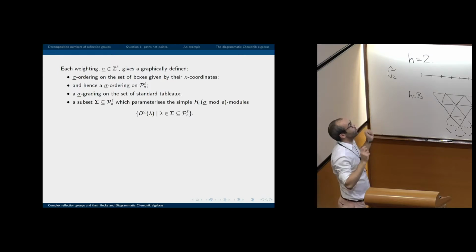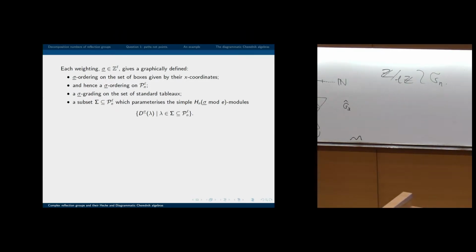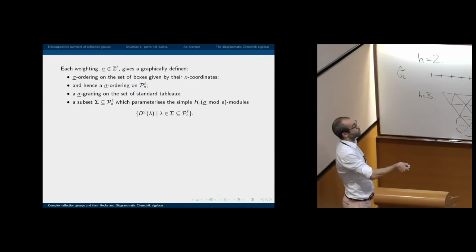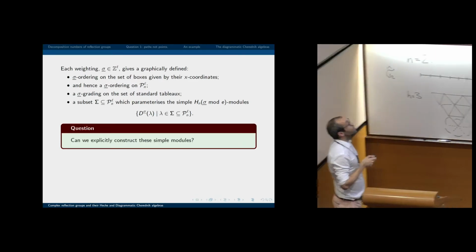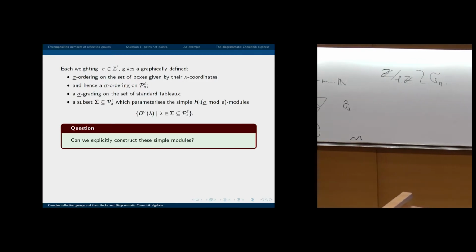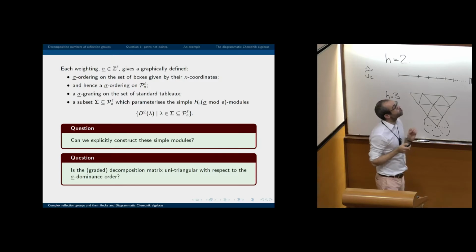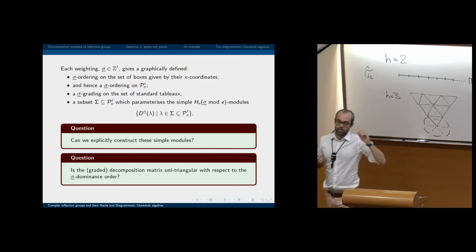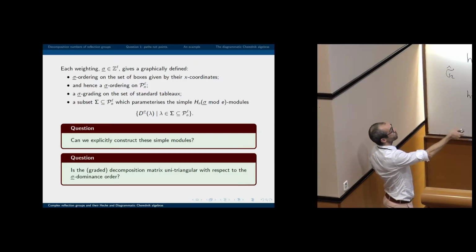So there are different parameterizing sets for simples of Hecke algebras, and how do you keep track of them? You keep track of them by not forgetting about sigma. You need to remember the actual numbers here, not just their reductions mod e. Question: can we explicitly construct these simple modules? And is the graded decomposition matrix unitriangular with respect to the relevant dominance ordering? I told you that each sigma gives me a different dominance ordering.